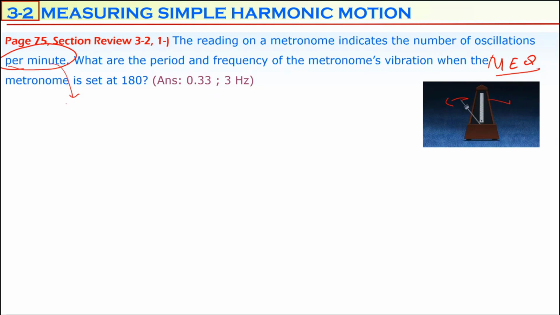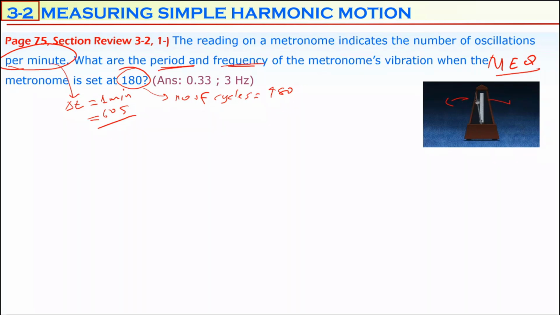In 1 minute, yes, this is the total time. Delta T is 1 minute. How many seconds? 60 seconds. What are the period and frequency of the metronome's vibration when the metronome is set at 180 vibrations? So this is the number of cycles or number of vibrations. It is 180. So then calculate the period and frequency of the metronome's vibration.